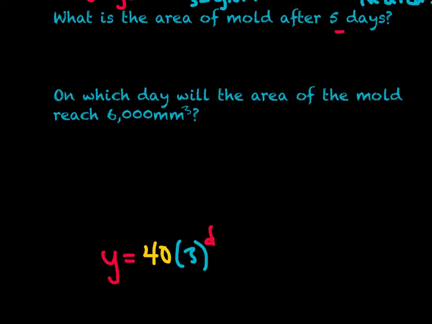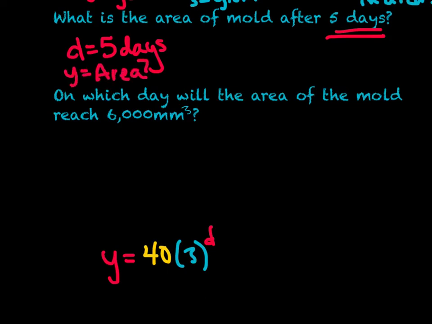So essentially 5 days, we need to rewrite that. I always like to identify what each of my variables are. We're looking for 5, D is going to be equal to 5 in this case, and so we need to figure out what y is. We need to figure out what the area is. We don't know that. So we're going to rewrite our equation. Y is equal to 40 times 3 raised to the 5th power, and do a little bit of math.